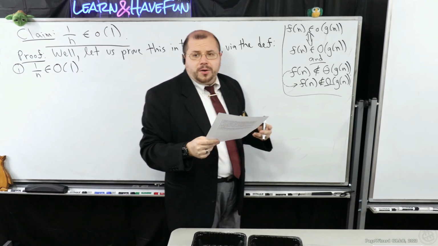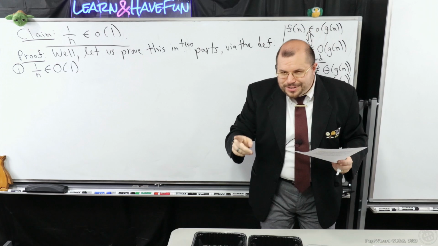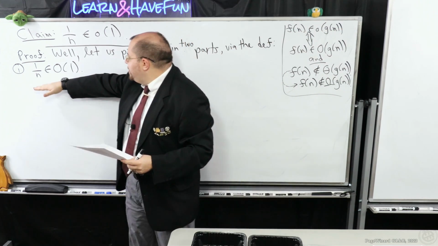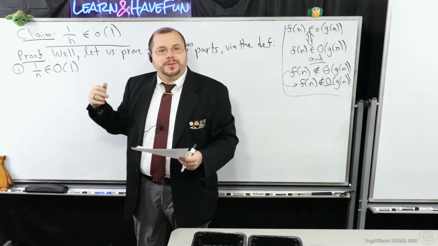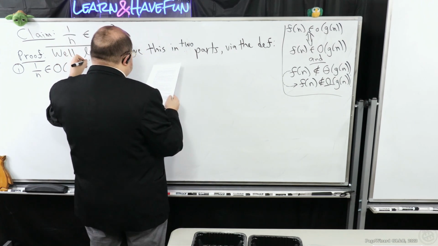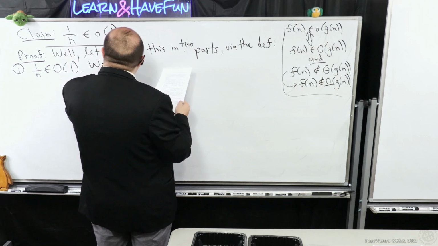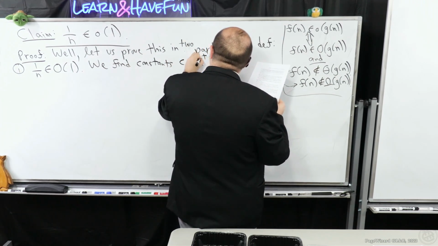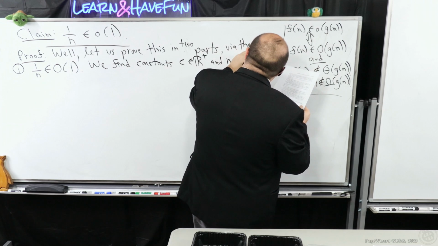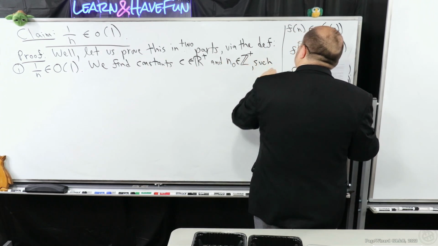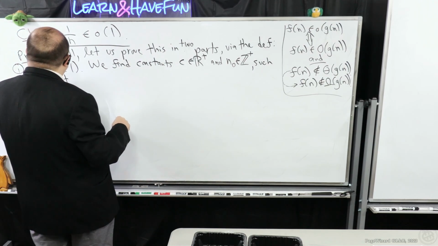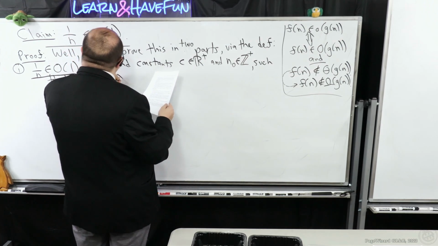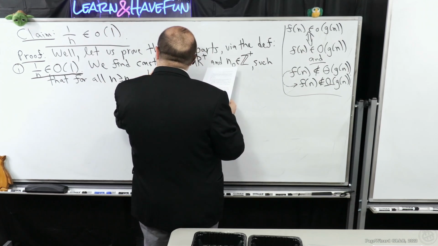So what do we have to do if we're trying to prove the big O claim? We need to find constant c, which is a positive real number, and n0, which is a positive integer, such that 1 over n is less than or equal to c times 1 for all n greater or equal to n0, correct? That's what we need to do. So let's write that out. We find constants c, which is a positive real number, and n0, which is a positive integer, such that for all n greater or equal to n0, 1 over n is less than or equal to c times 1.